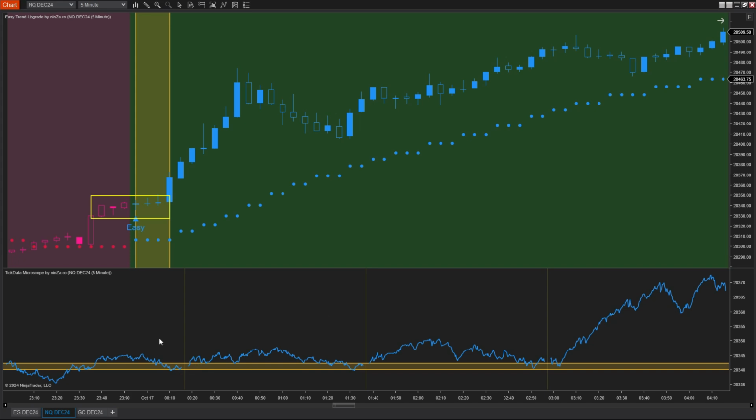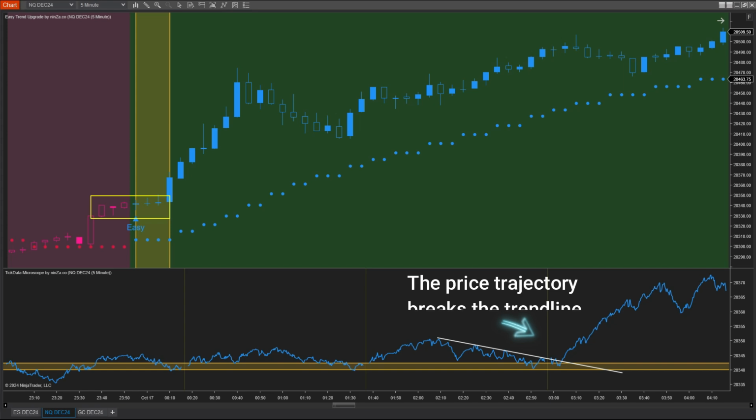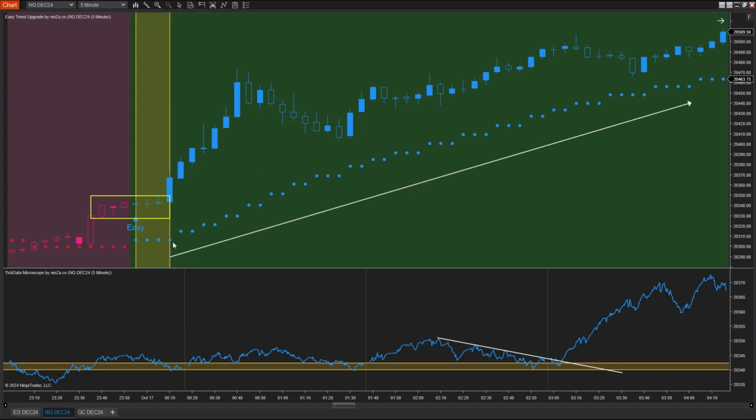Following this, if the price breaks through the resistance trend line, the bullish signal becomes significantly stronger. At this point, you can confidently execute your trade as soon as the trend line is broken, leveraging the insights provided by the tick data microscope to make informed decisions.